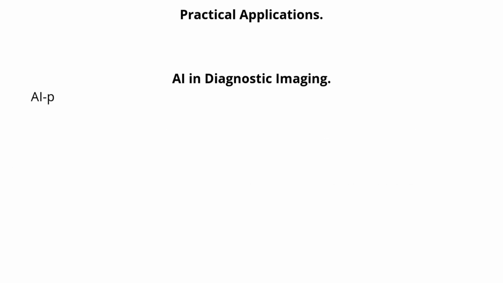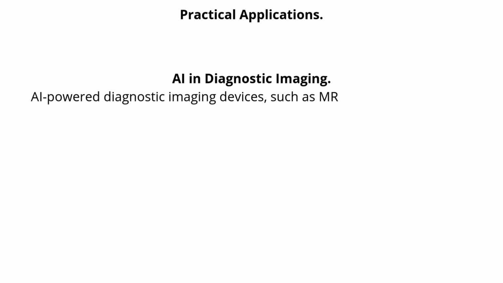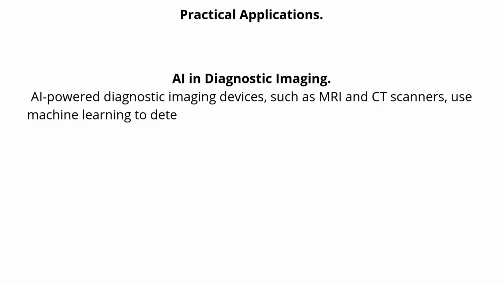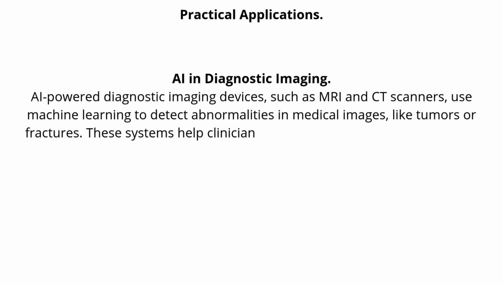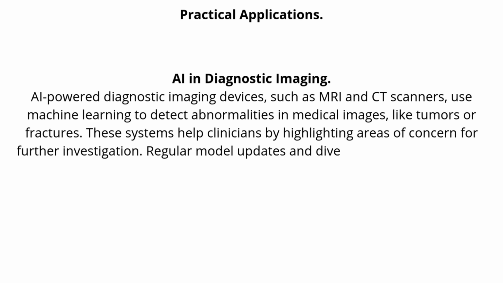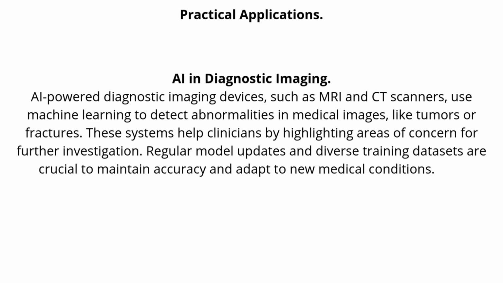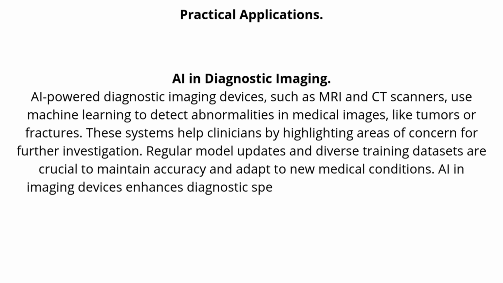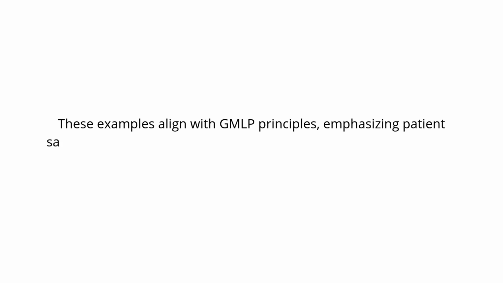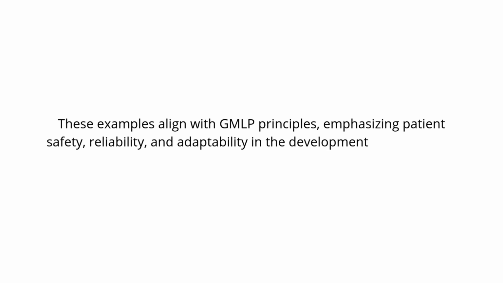AI in diagnostic imaging. AI-powered diagnostic imaging devices, such as MRI and CT scanners, use machine learning to detect abnormalities in medical images, like tumors or fractures. These systems help clinicians by highlighting areas of concern for further investigation. Regular model updates and diverse training datasets are crucial to maintain accuracy and adapt to new medical conditions. AI in imaging devices enhances diagnostic speed and accuracy, leading to better patient outcomes. These examples align with GMLP principles, emphasizing patient safety, reliability, and adaptability in the development of AI-powered medical devices.